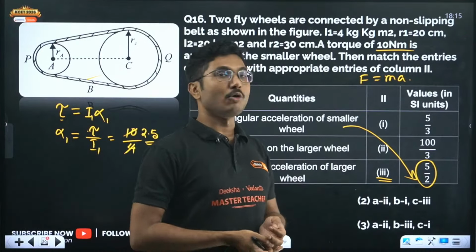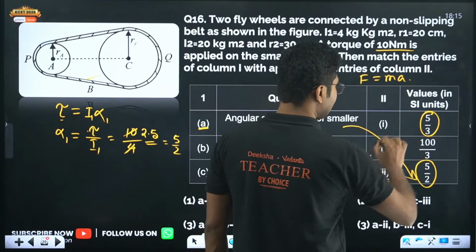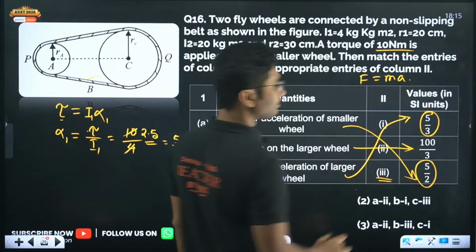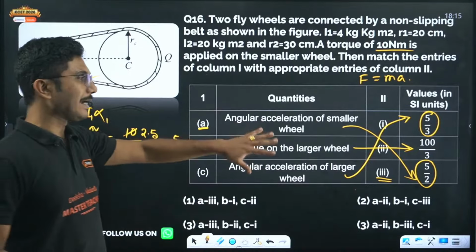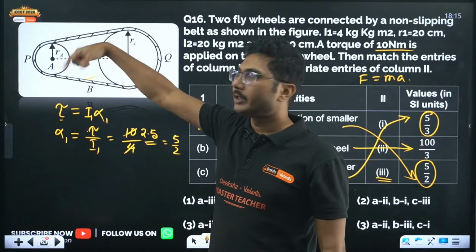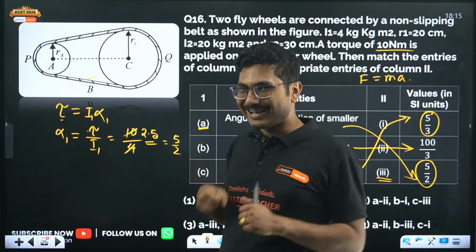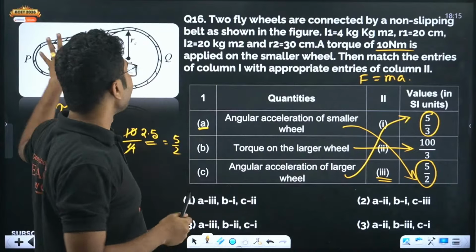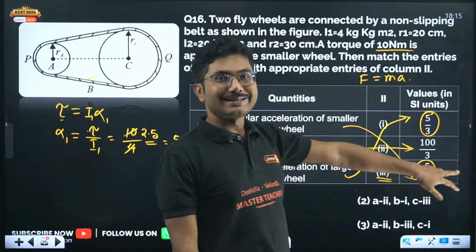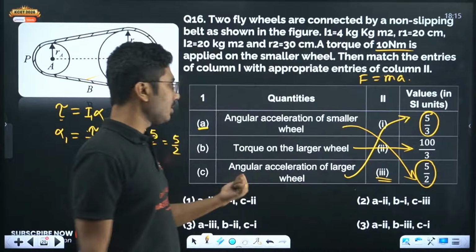So which value is smaller than 5/2? Only one option is given, which is 5/3. That means angular acceleration of the larger wheel must be 5/3. Torque on the larger wheel will be whatever is left. So remember, the small wheel will rotate faster, right? The larger wheel will rotate slower because it has a higher moment of inertia and it has a higher radius as well. So that is why it will rotate slower. This one will rotate faster. So which one is smaller than 5/2? 5/3 is smaller than 5/2, so that must be the angular acceleration of the larger wheel.